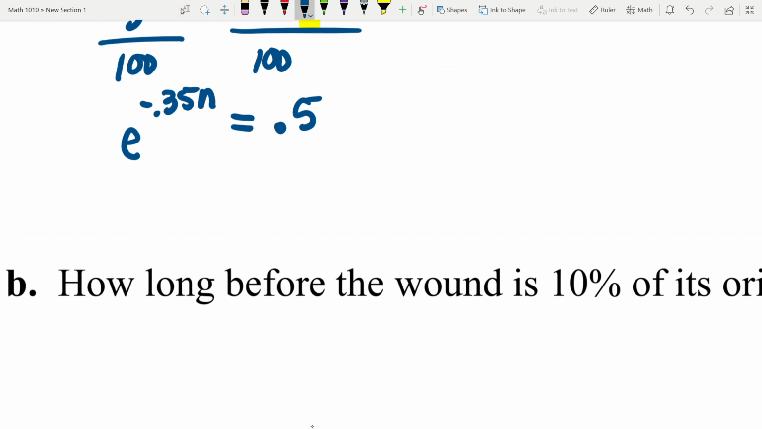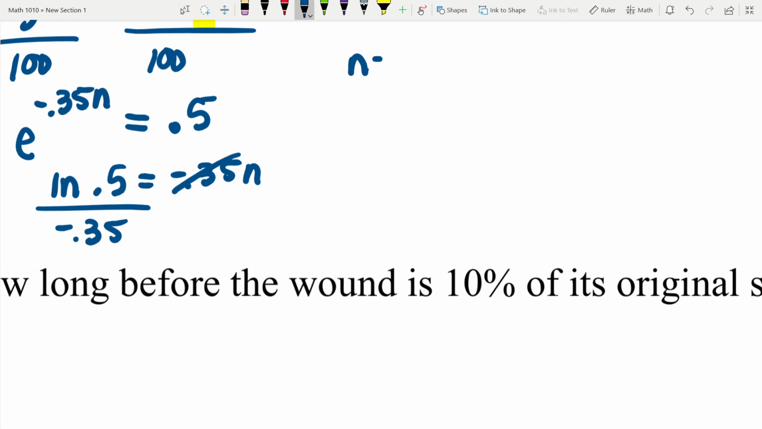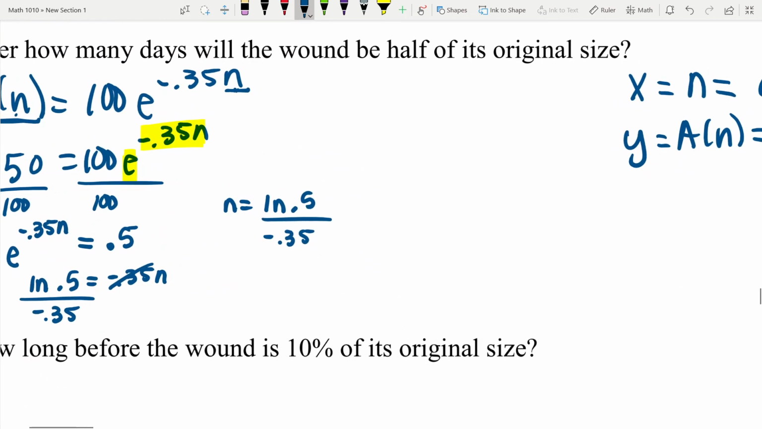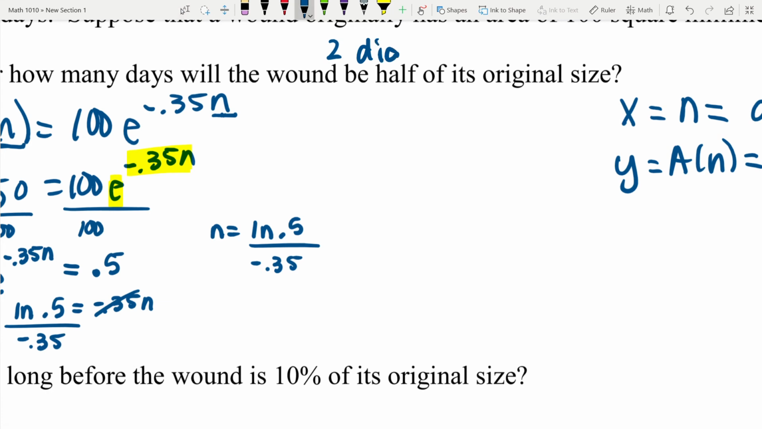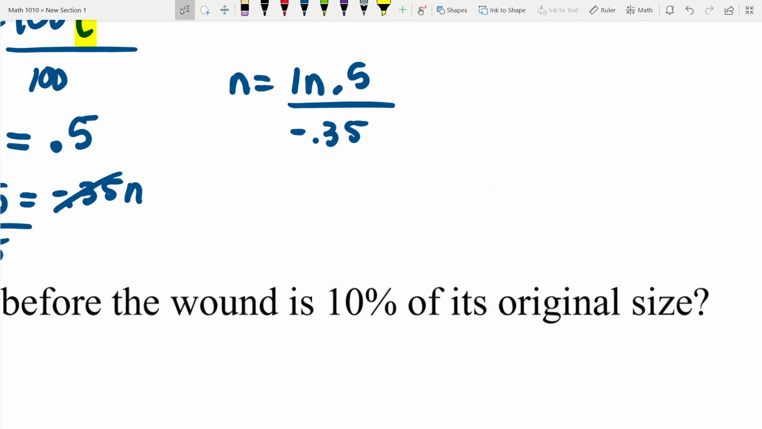What do you do when you get stuck, everybody? You convert it. So this is log base e of 0.5. That's ln 0.5 is equal to negative 0.35n. To solve for n, you divide by negative 0.35. Cross it out. So now your answer is n equals ln 0.5 divided by negative 0.35. It doesn't tell you where to round, so we're going to say 2 digits. Grab your calculator. Go ln 0.5, close it off, divided by negative 0.35, hit enter.